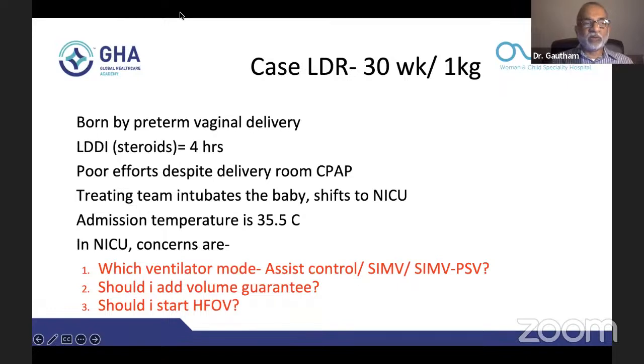So that is what I would recommend based on this. And of course, not many units might have a high frequency oscillation. So use what you have, develop a unit guideline, and use it consistently baby after baby. That is my main message. Does everybody agree with it? Abhishek, anything you want to add to that?